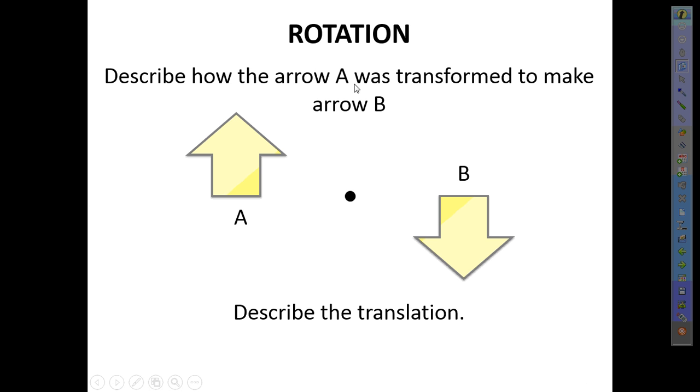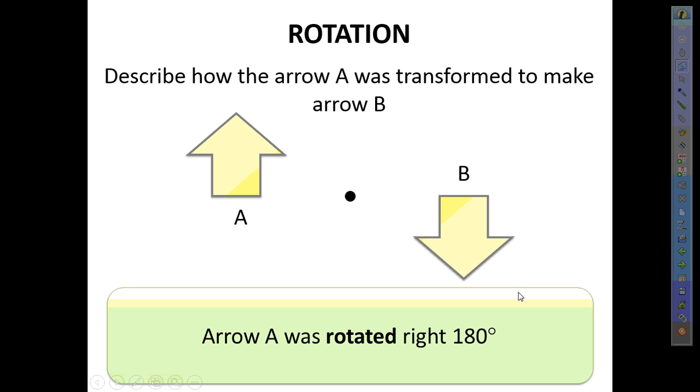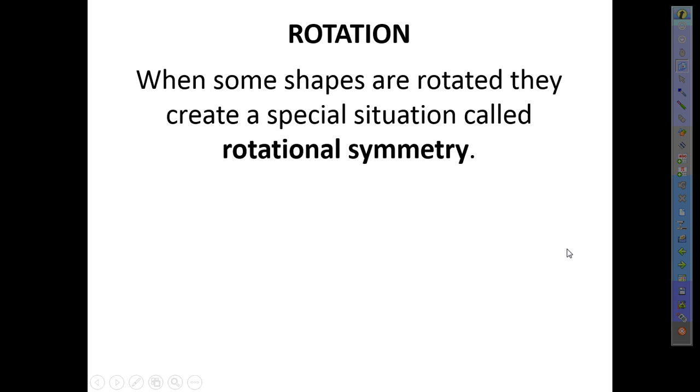Now, how was this arrow transformed? So it was facing up, and here's a point in the middle, and now it's coming down, and it's over here, and it's facing down. That's 180 degrees. So it turned around to face the other direction. That's a half turn. When some shapes are rotated, they create a special situation called rotational symmetry.